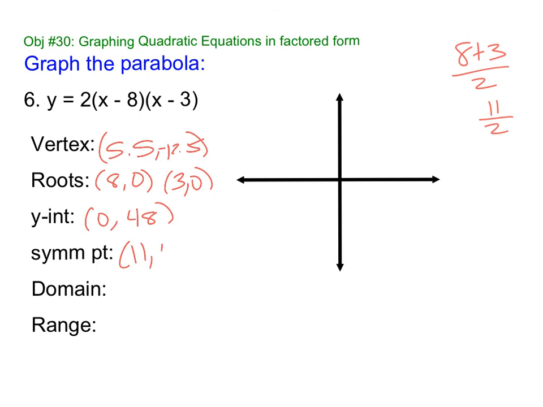Symmetric point, 11, 48. Domain, all real numbers again. And the lowest point is negative 12.5. And it's going to go on forever. All right, let's plot this. So I have to go out to 8. Let's make that 8, 4, 3. We need to go down to 12 and up to 48.